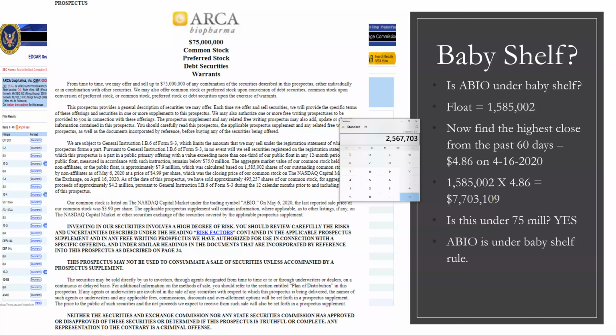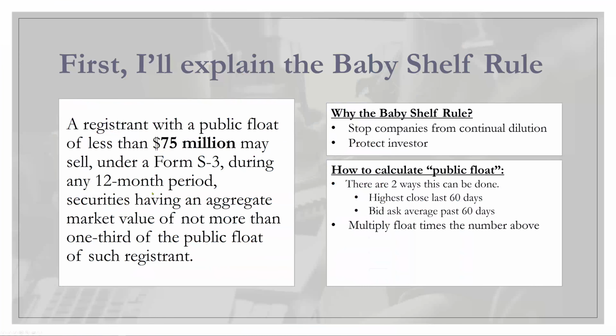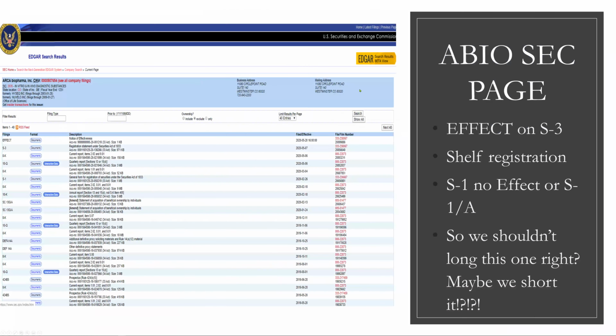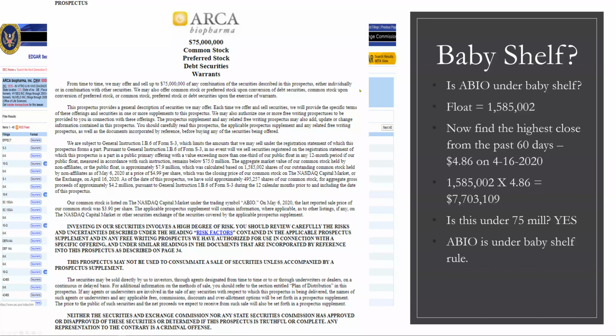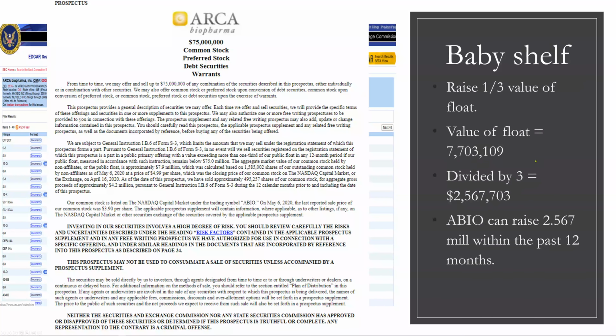Let's go back and read it. Right here, 1/3 of the public float of such registrant, right? So market value of not more than 1/3. So all we do is we go back and we divide this by 3. Right? Divided by 3, so that gives you 2.5 mil. So ABio can raise 2.5 mil within the past 12 months.